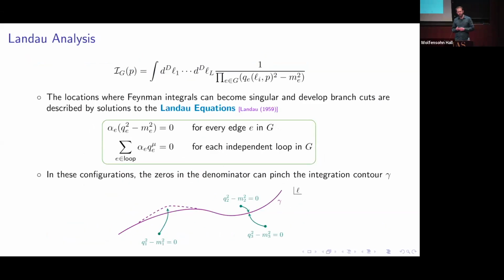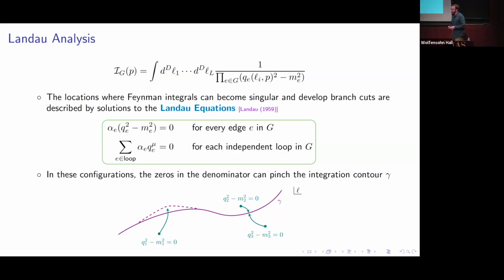So the type of analysis I'm going to be talking about today can broadly be described as Landau analysis, which is basically the study of where Feynman integrals become singular. So let me begin by introducing the types of integrals we'll be talking about. I associate a Feynman integral I_G with any graph or Feynman diagram G, where the type of integral we're talking about just takes the form of this product of propagators in the denominator, each of which is associated with one of the internal edges of my graph, where each propagator depends on the momentum q flowing through that edge and the mass we've assigned to it.